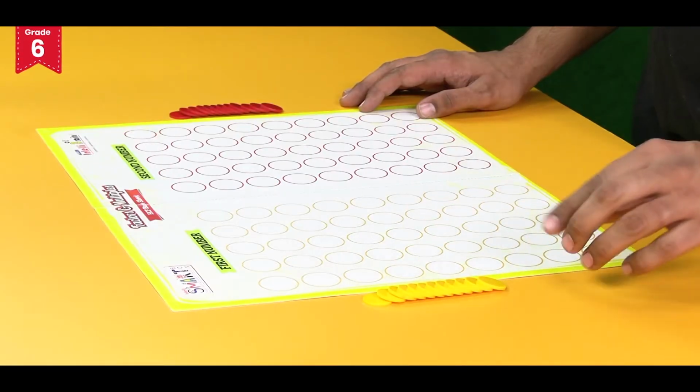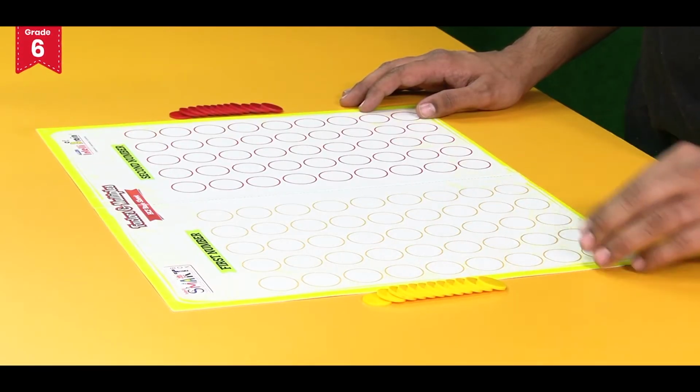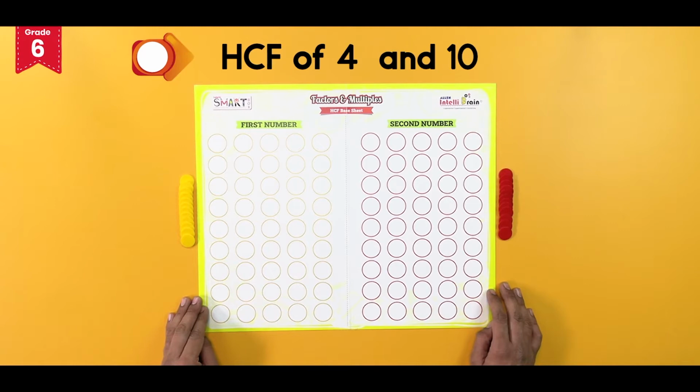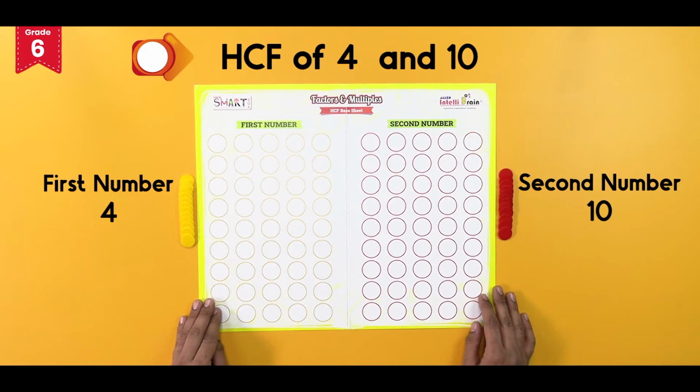Keep yellow tokens on the side of the first number section and the red tokens on the side of the second number section. Let us find the highest common factor of the number 4 and the number 10. Here is what we need to do. Take the first number as 4 and the second number as 10.